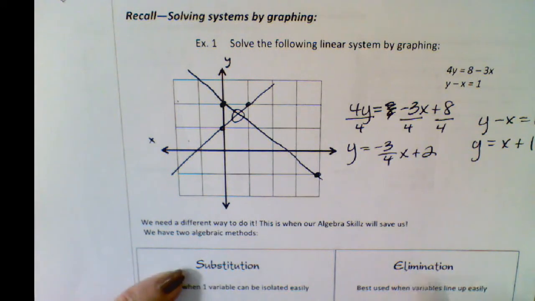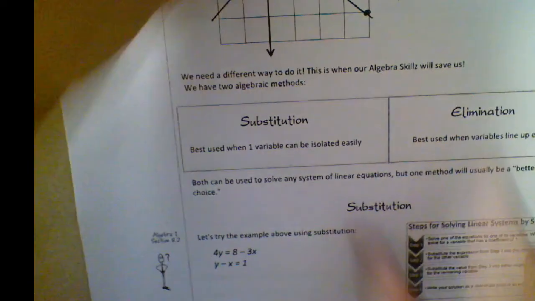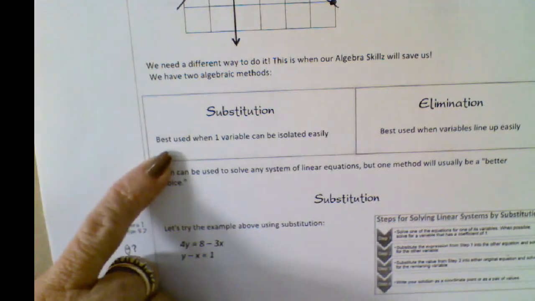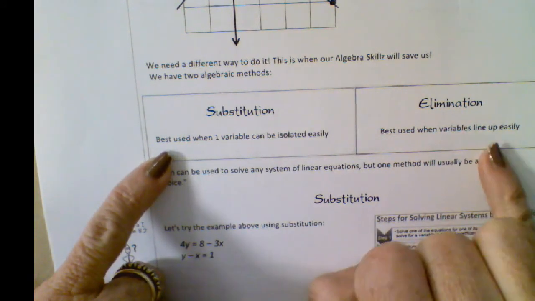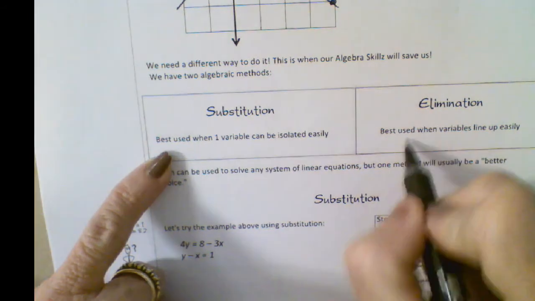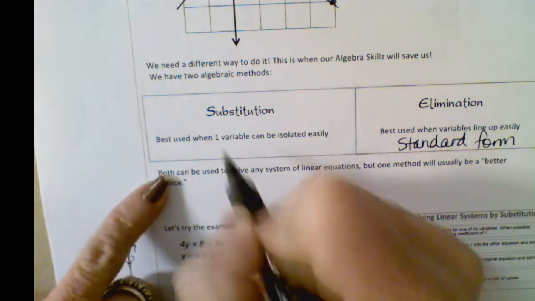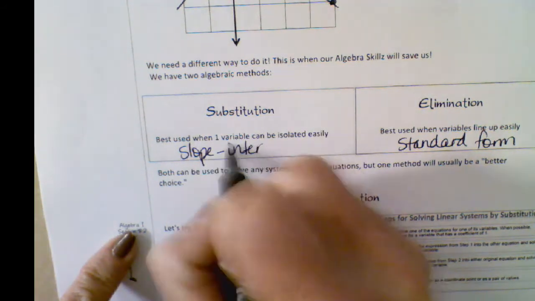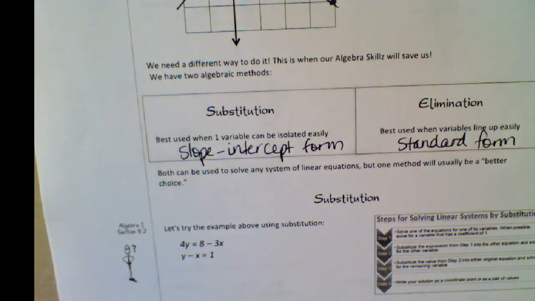I will tell you that hands down, I prefer elimination over substitution. I think it's much easier, much more straightforward than substitution, but it depends on the situation as well. Substitution is used best when you already have one of the variables isolated, or you can easily get it isolated. Elimination really works best when the variables are lined up, basically when they're in standard form. So you might want to add that here. This would be a standard form way to solve, and this would be a slope-intercept way to solve, typically.